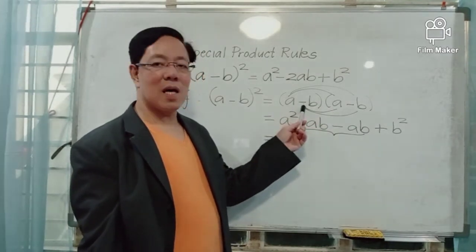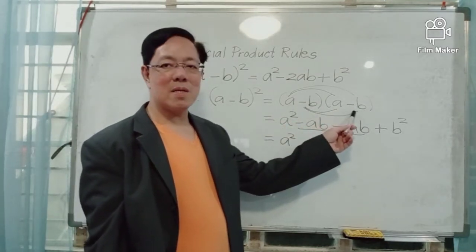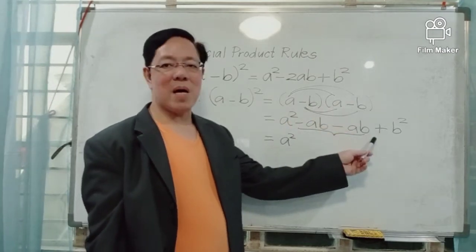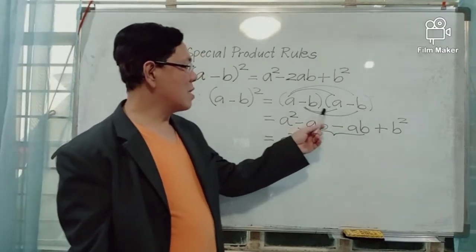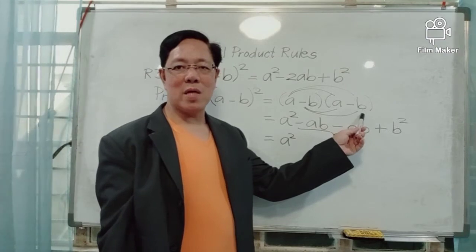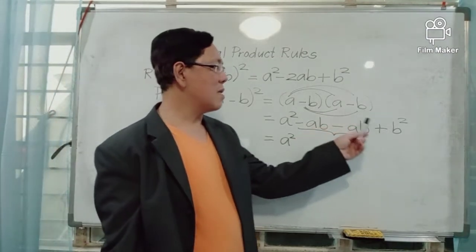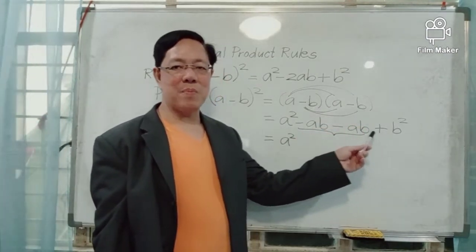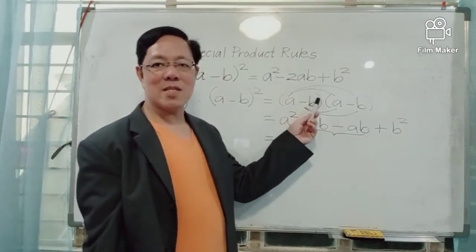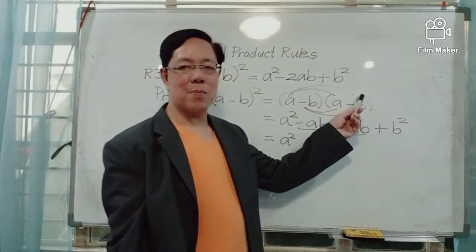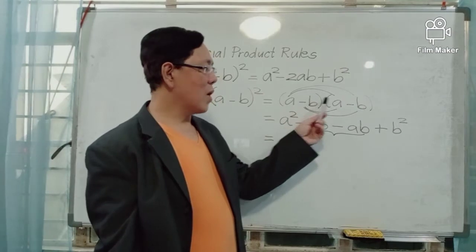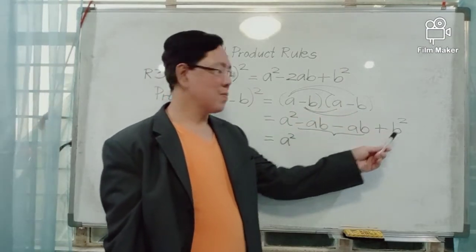Finally, we multiply negative B by negative B. Negative by negative is positive. And B by B, by property of exponent, copy the common base B and we add the exponents of B. Exponent of B here is 1, plus the exponent of B here is 1. Thus, 1 plus 1, we get 2.